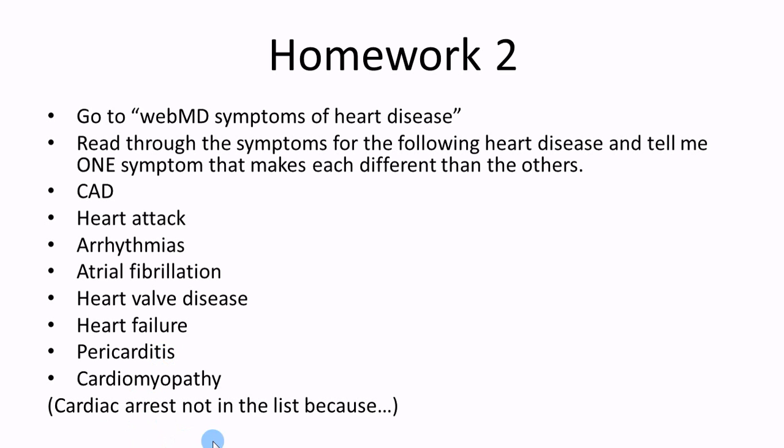And then you're not going to find cardiac arrest in this list, because cardiac arrest, remember, was stopping electrical activity of the heart. What you get every time with cardiac arrest is that they pass out. So you don't have these symptoms, or you wouldn't observe it, and that's why they don't put it in the list. All right, so go ahead and do that, and we'll catch you on the next video.